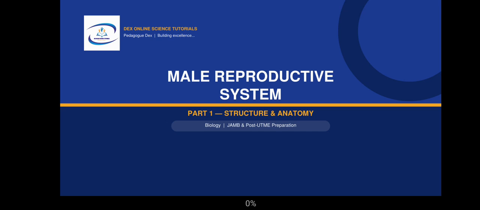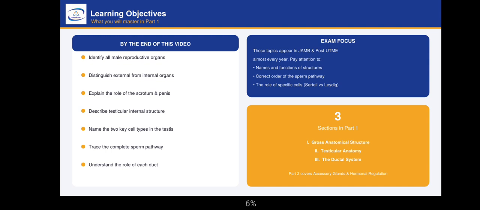So part 1: structure and anatomy of the male reproductive system. This is very important for JAMB, WAEC, NECO, GCE, all of those exams. You need this knowledge. So let's quickly dive in.